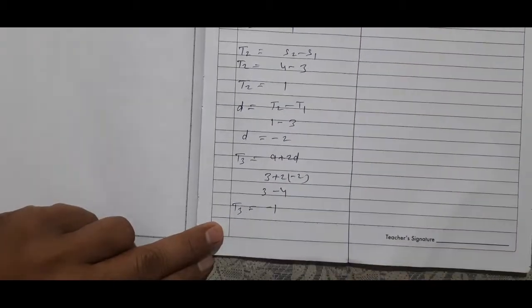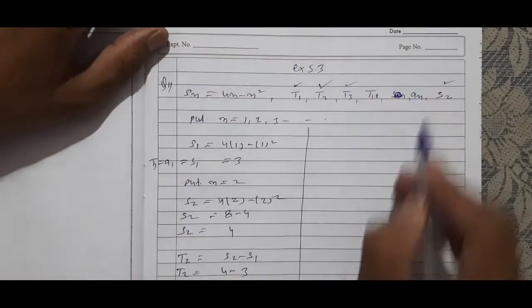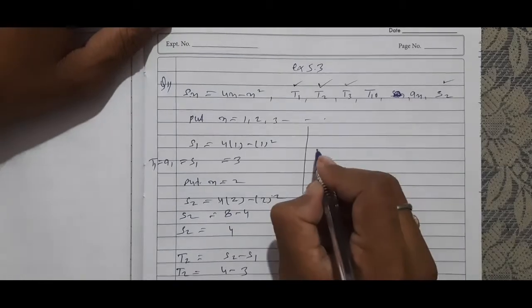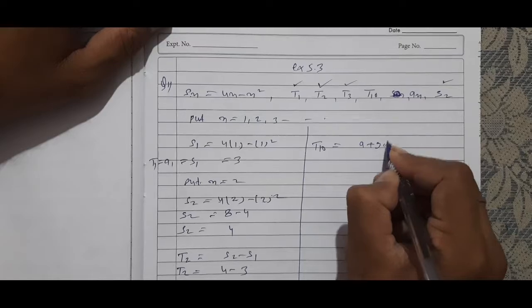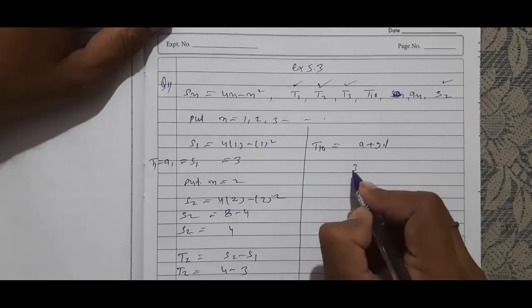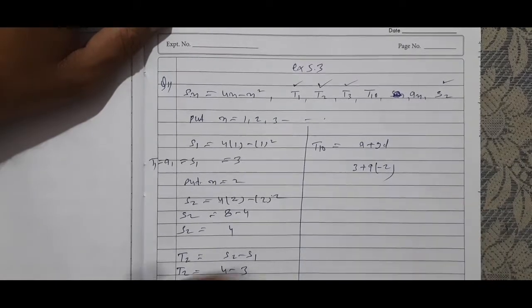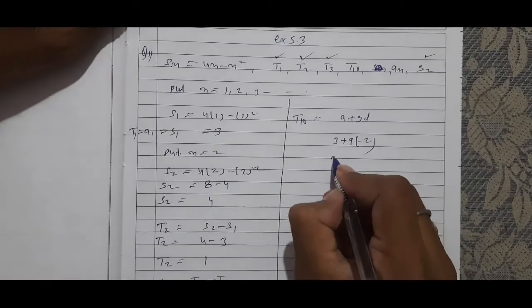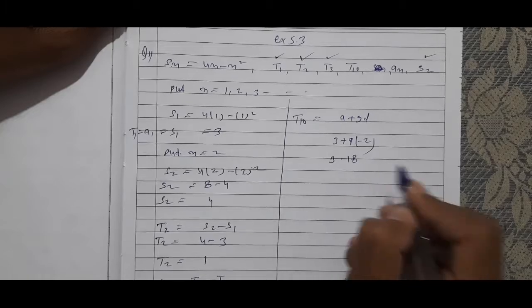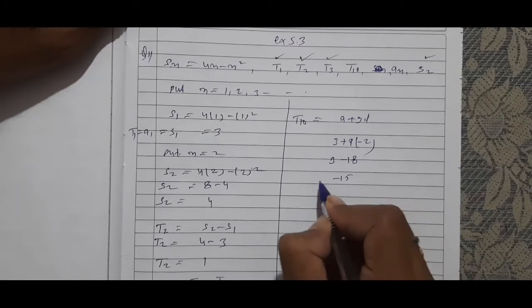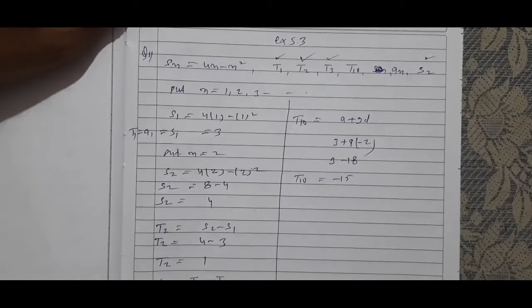Now we find T10. T10 equals A plus 9D. A is 3 plus 9 into D, which is minus 2. 9 times 2 is 18, and 3 minus 18 is minus 15. So T10 equals minus 15.